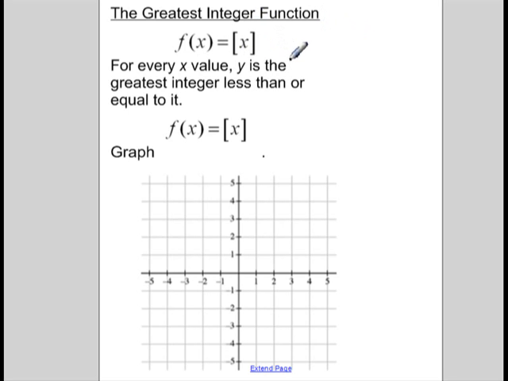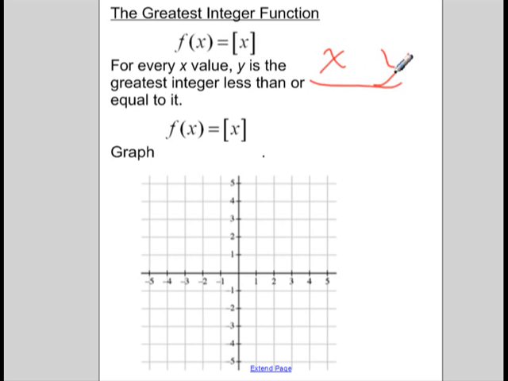It means for each x, the way you evaluate this, your y value is the greatest integer that's less than or equal to that number. The greatest integer, so remember integers, no decimals, no fractions. The greatest integer that's not bigger than that number.